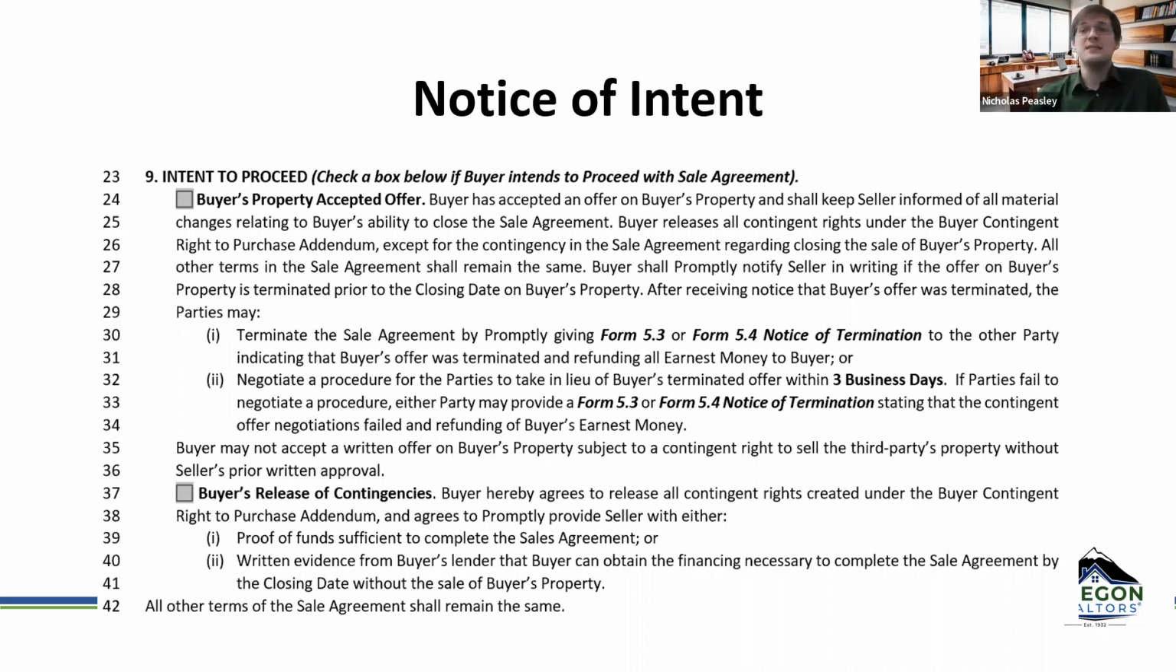If the buyer checks this second box, they are releasing all of the contingent rights and they're proceeding with the transaction. And they will either provide proof of cash funds sufficient to the seller within the next 2 business days, or they'll provide written evidence from their lender that the buyer can get a loan on this property. So if the contingent right falls through, the buyer will have what amounts to promptly, which is defined in our contracts as soon as possible, but no more than 2 business days. They will have up to 2 days to show the seller, yeah, I wasn't able to sell my house, but I can still finance this transaction. I can still purchase. I can prove to you that the lender is okay with it. I can prove to you that I have enough cash on hand. I can prove to you that I can buy this house.